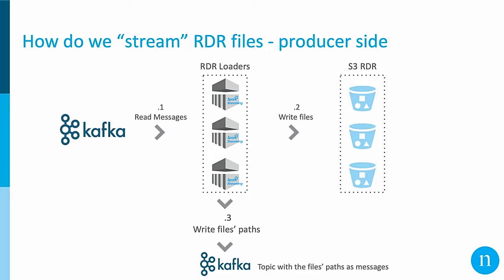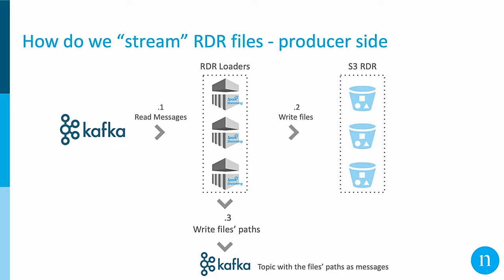On the producer side, we have our RDR loaders, those lightweight Spark streaming applications, reading the data from Kafka and writing it to S3 buckets, which are our data lake. But on top of that, we also write the file names or the file paths of S3 to designated Kafka topics, which are much smaller. They only include the file names and not the raw data.